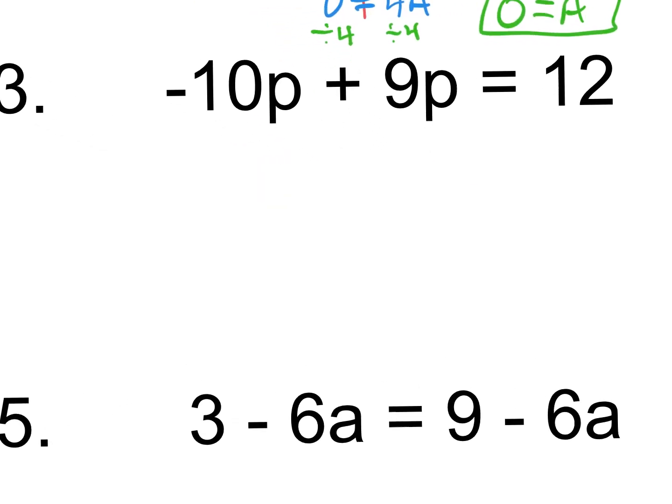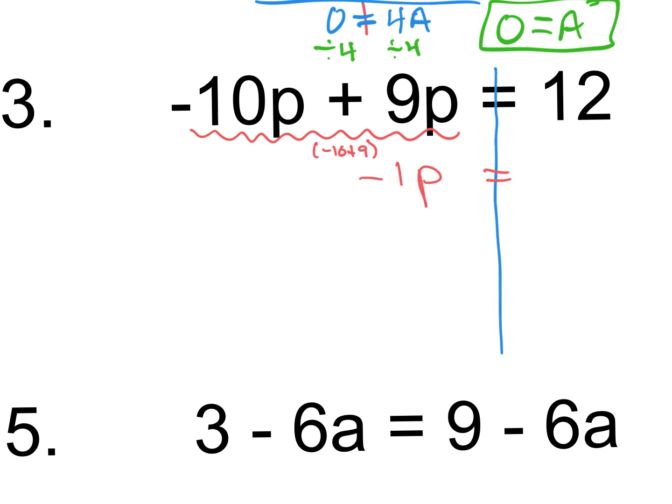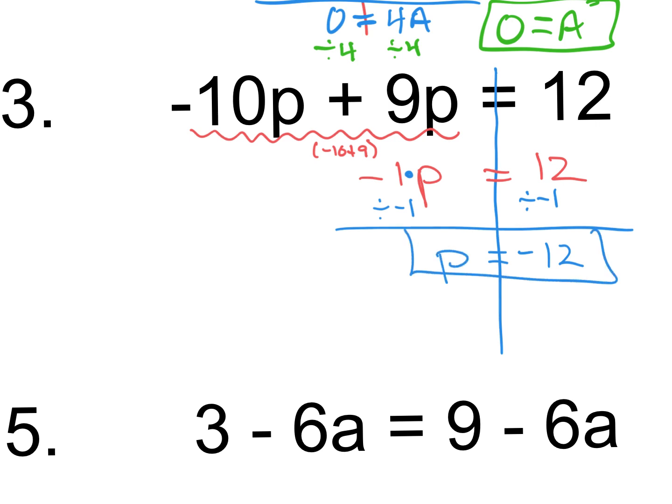All right, number 3. Let's go through it. What should we do? Let's combine like terms. Now, when we combine like terms, we're not doing positive and negatives. Technically, what we're doing is negative 10 plus 9. So I'm not subtracting 9 from both sides. If they're on the same side, you just squish them together. So negative 10 plus 9 is negative 1p. And I still have my 12. Again, these two, negative 1 and p, are multiplying, so we're going to divide by negative 1, or take the opposite of 12, which is negative 12. So p equals negative 12.